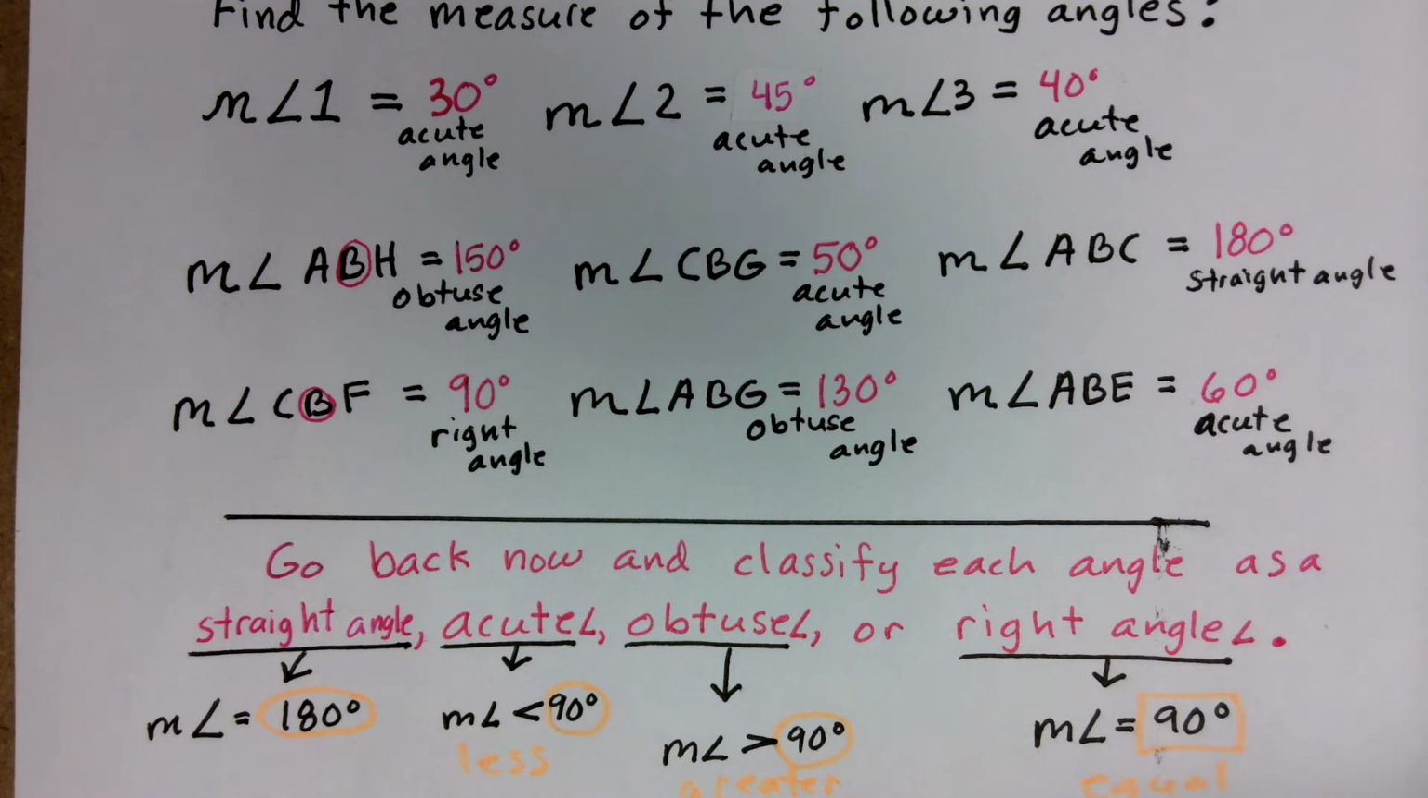So now you not only know how to use a protractor, but you know how to find the degrees and classify it as either acute, obtuse, right angle, or straight angle. I hope this helps you.